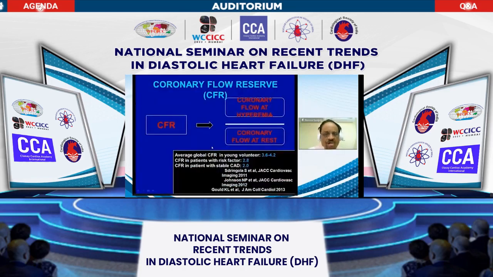Coronary flow reserve is calculated by coronary flow at hyperemia divided by the coronary flow at rest. Average global coronary flow reserve in young volunteers is 3.6 to 4.2. CFR in patients with risk factors is reduced to 2.8. CFR in patients with stable CAD is 2.0.